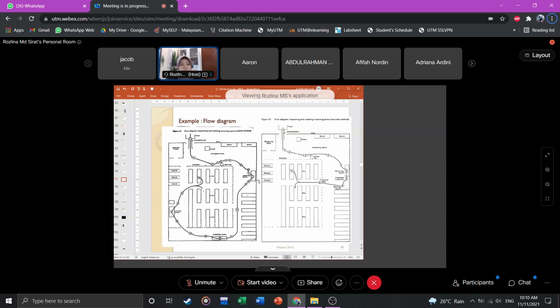So they reduce some inefficient movement, that is delay and transportation, and some others. This is a very long path, but then only this one.